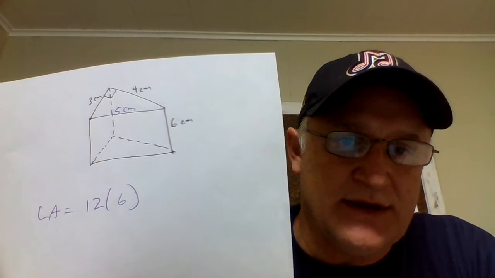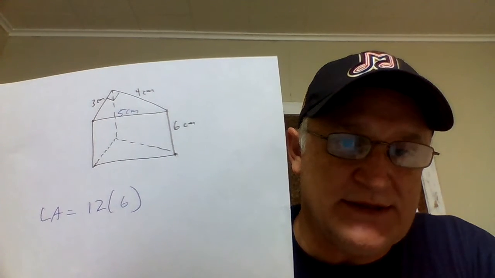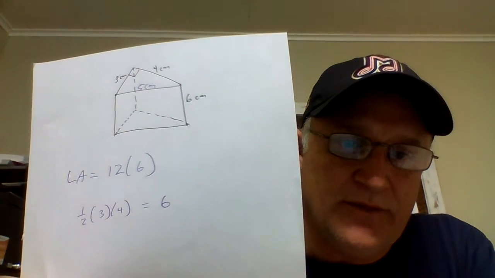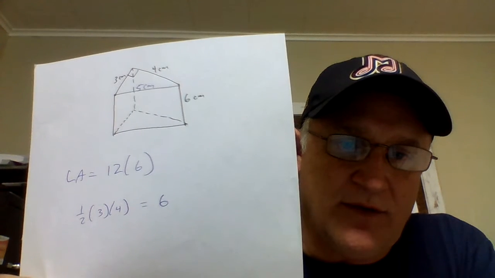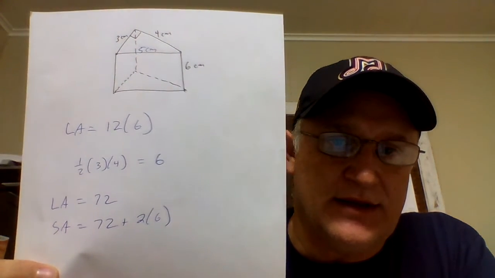And then the surface area is the lateral area plus 2 bases, and that's a triangle. 1/2 base times height will be the area of that triangle. So 1/2 times 3 times 4 is the area of the triangle, which is 6. So that's the area of one of the triangles. So the surface area is the lateral area, which is 72, plus 2 of the bases, or 2 times 6. And that is the surface area. So those are prisms.